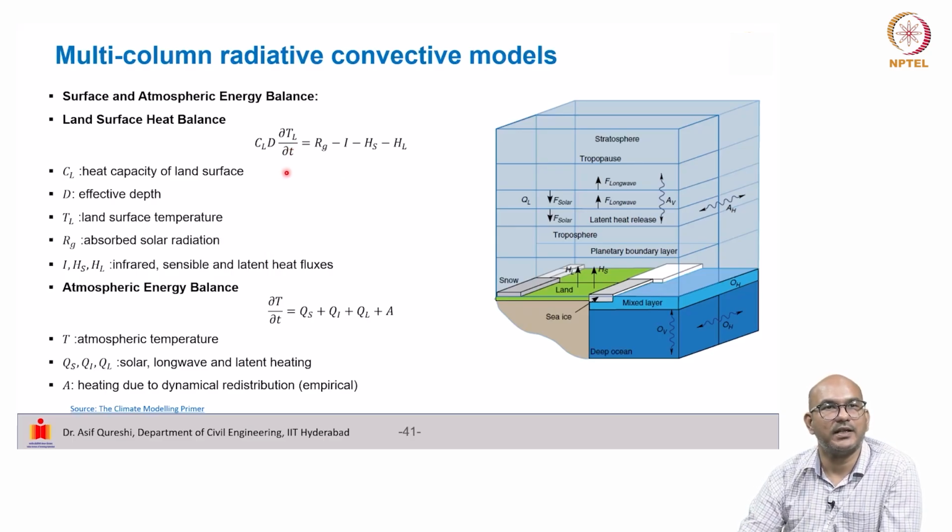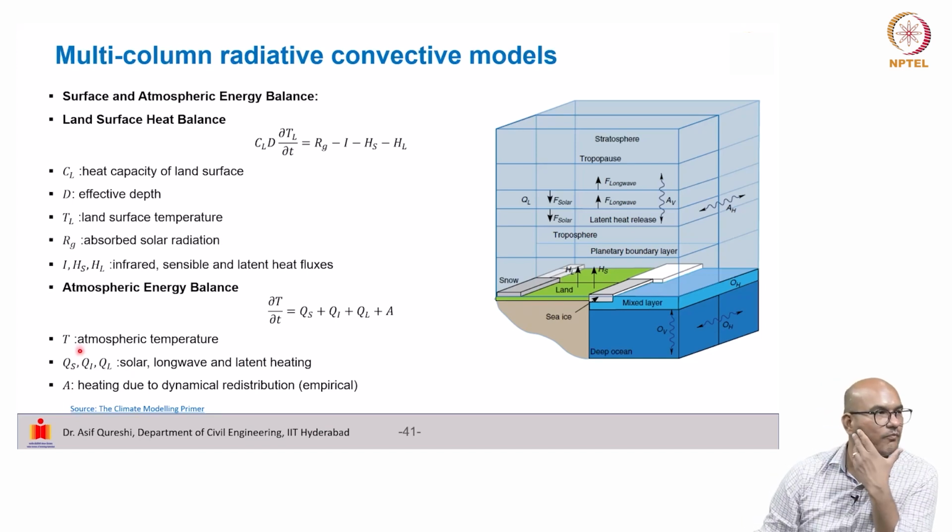Likewise, we will have the atmospheric temperature evolution. So, if capital T is the atmospheric temperature, we have del T by del small t is equal to Qs, which is the solar radiation, plus Qi, the longwave radiation received, plus latent heating QL, and a value A, which is the heating due to dynamic redistribution of energy, and this is more empirical.